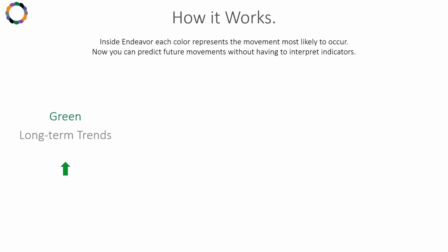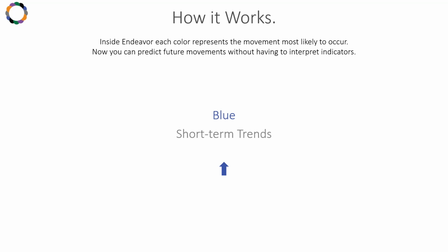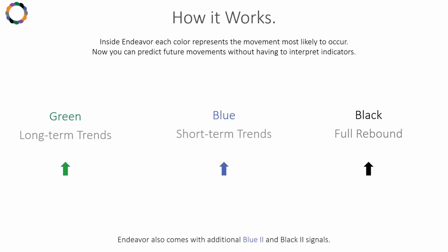Green signals represent long-term trends. Blue signals represent short-term trends. And black signals represent full rebounds back to recent highs. These signals will appear on charts as arrows located below price action. Let's take a quick look at a chart.